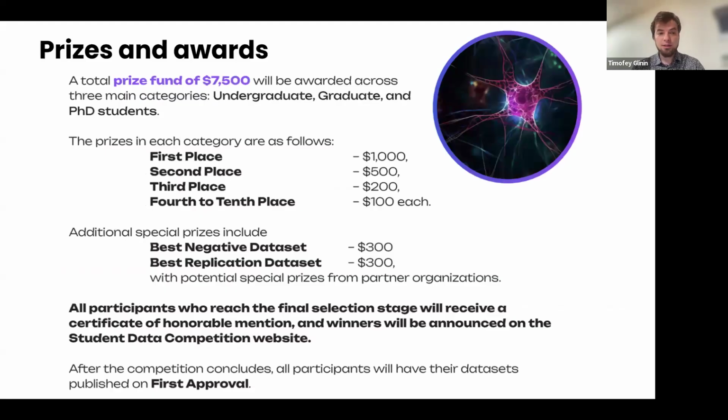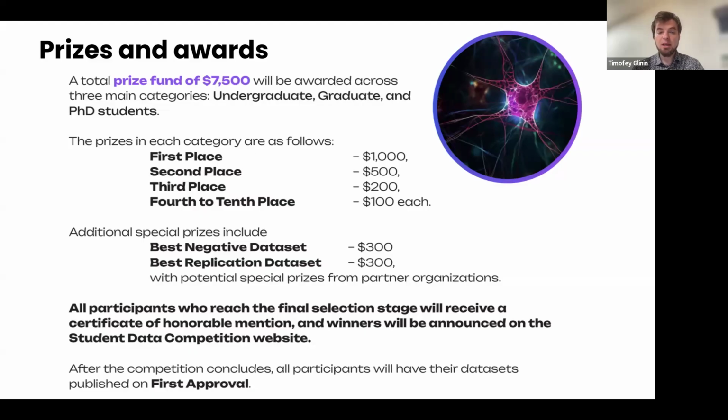Prizes and awards. A total prize fund of 7.5 thousand United States dollars will be awarded across three main categories: undergraduate, graduate, and PhD students. The first prize in each category is $1,000. The second prize is $500. The third prize is $200, and from fourth to 10th prize, $100 each.